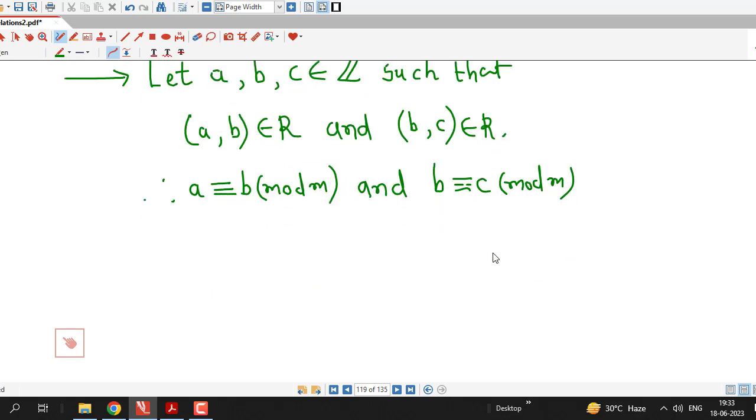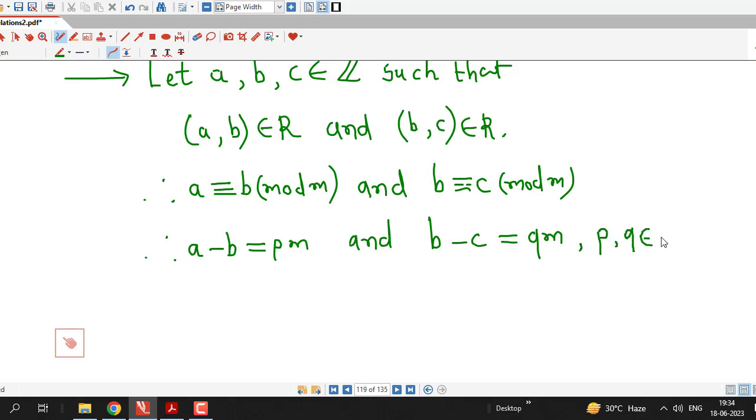A is congruent to B modulo m, that means A minus B is divisible by m, that means A minus B is a multiple of m. So I am writing A minus B equals p into m for some integer p. B is congruent to C, that means B minus C is divisible by m. So B minus C is also a multiple of m, say q times m, and here p and q are integers. Now I want to prove that A minus C is divisible by m. So I have to show that A minus C is also a multiple of m.